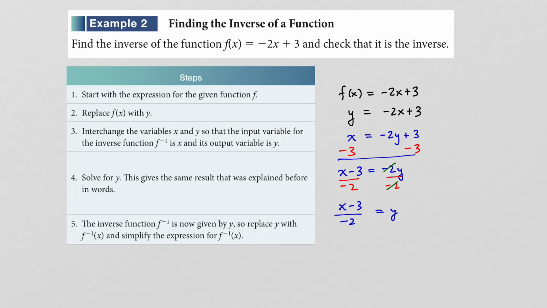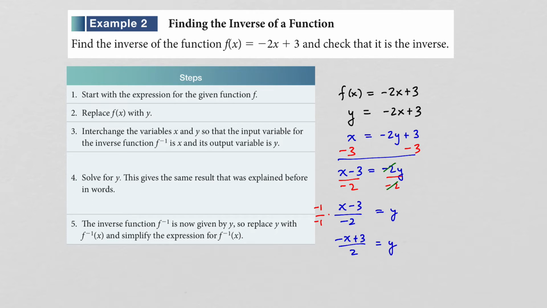Now we can clean this up just a little bit. If I multiply the top and bottom by negative 1, and the reason I'm doing this is because we really don't want to have a negative in the bottom of a fraction. So negative 1 times negative 2 gives us positive 2. And in the numerator, when you multiply by negative 1, you have to distribute that to each of these terms. So that's going to be negative x and positive 3.